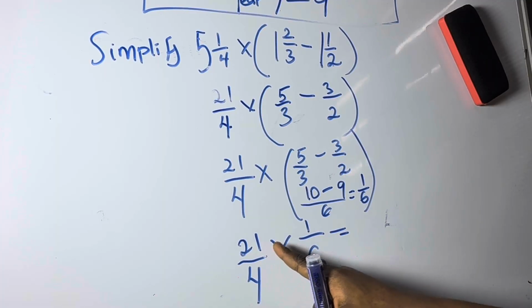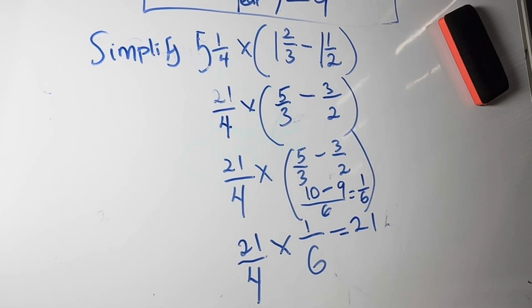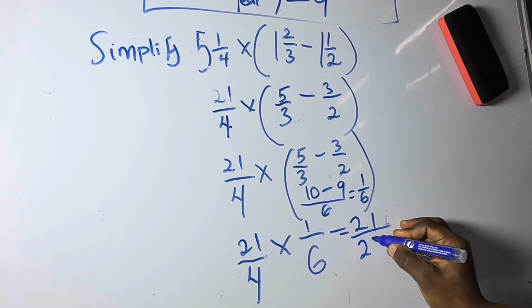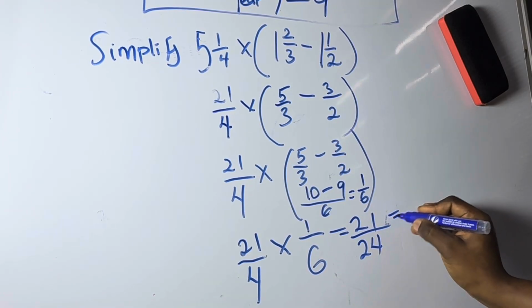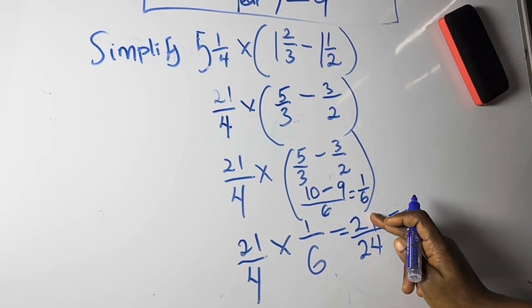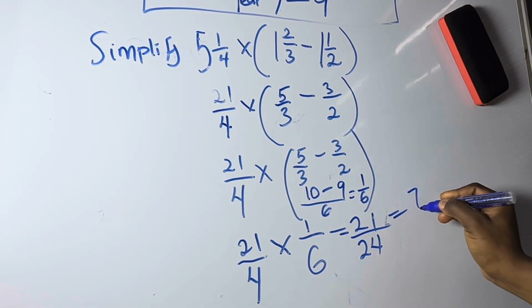Now, this is 21 times 1, that's 21, right? Over 4 times 6, which is 24. Now, dividing this to the lowest form, 3 can still go here. 3 in 21 is what? 3 in 21 is 7.